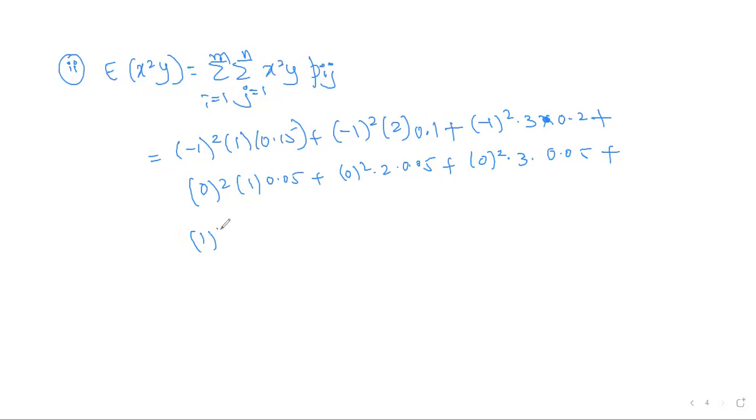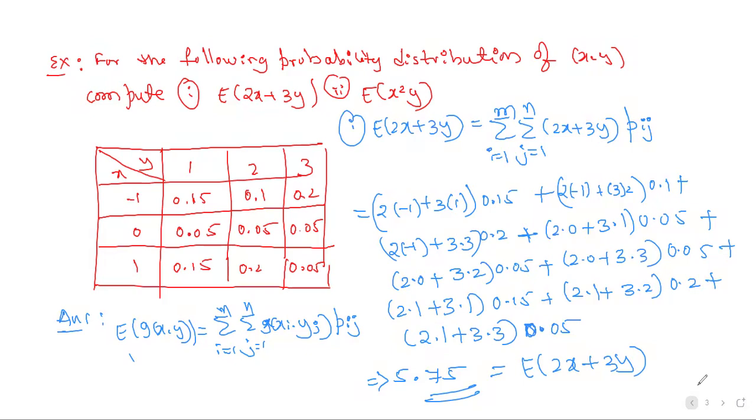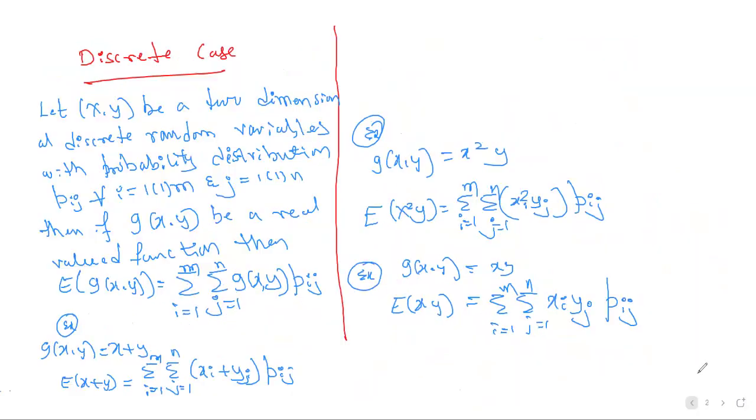Next, the x value is 1, that is fixed, and the y value goes on changing. So 1 square into 1 into 0.15, plus 1 square into 2 into 0.2, plus 1 square into 3 into 0.05, right? After simplification, you will get 1.65. So this is the expected value of x square y. In this way, we can get the expected value of any function. We can go through this small example with this formula, right?